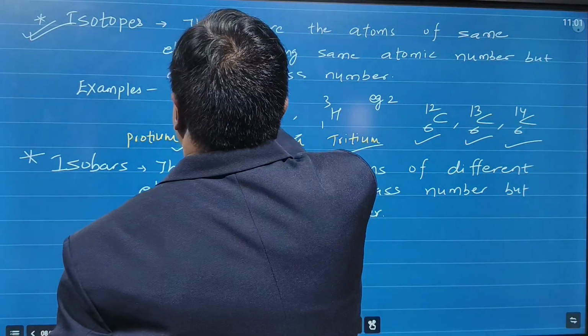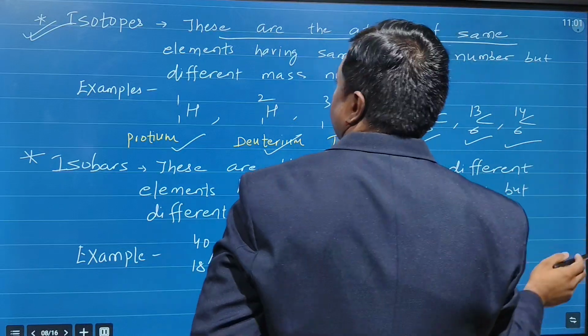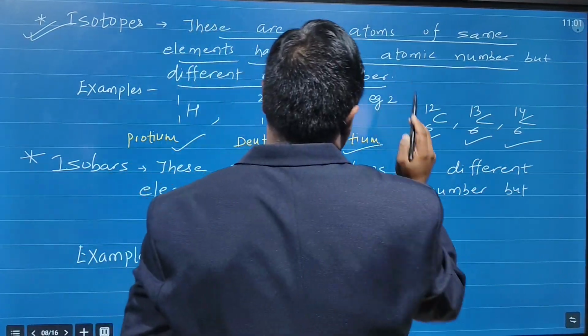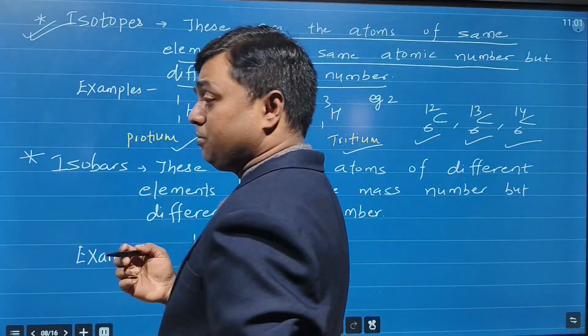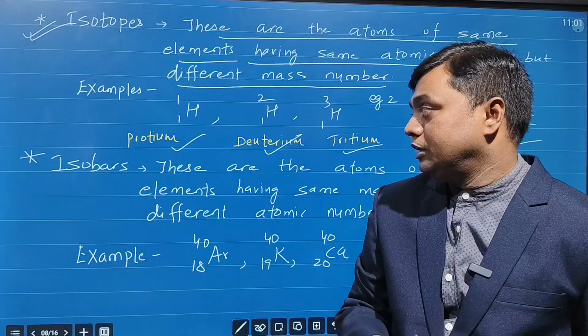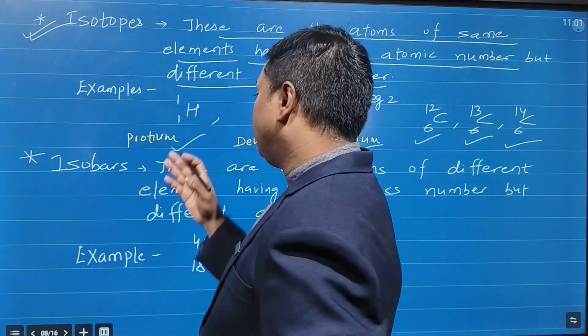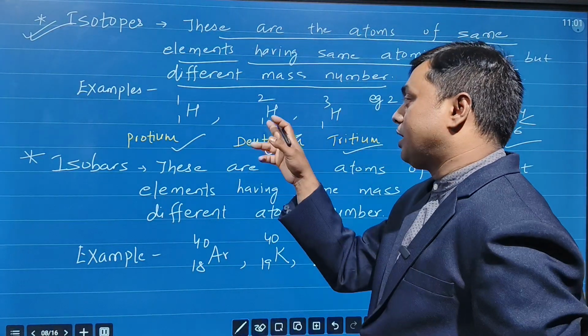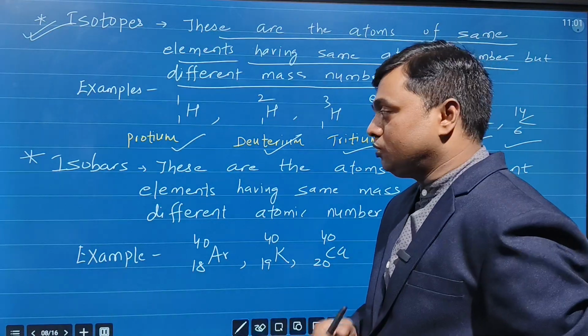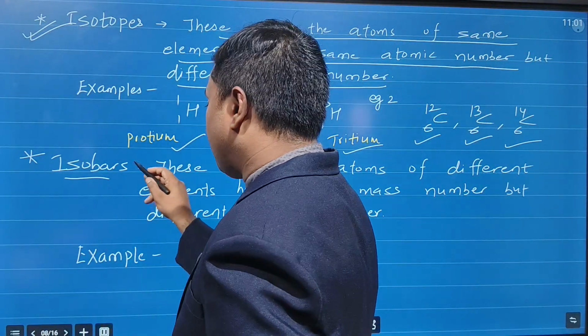You can see the definition: these are the atoms of the same element having the same atomic number but different mass number. As the mass number is different, the number of neutrons will also be different. In an MCQ, they may ask you to find the number of neutrons in deuterium. So 2 minus 1, 1. Protium, 1 minus 1, 0. Yes or no?